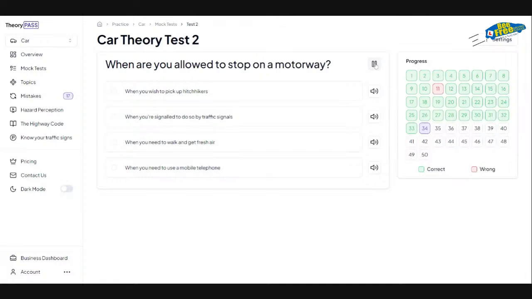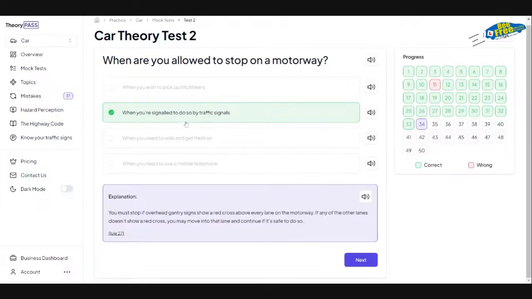When are you allowed to stop on a motorway? When you wish to pick up hitchhikers. When you're signaled to do so by traffic signals. When you need to walk and get fresh air. When you need to use a mobile telephone. Okay. So once again, common sense. When are you allowed to stop? You're not allowed to stop on a motorway. So it would be when you're signaled to do so by traffic signals. There we go.